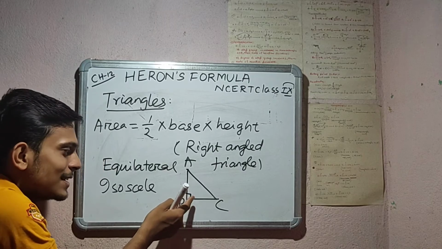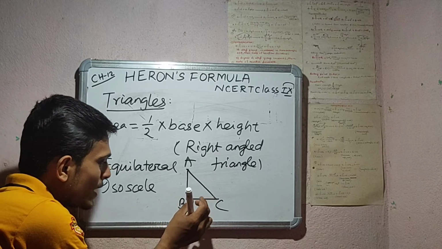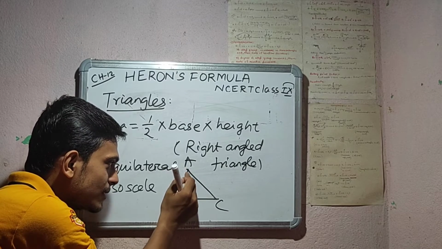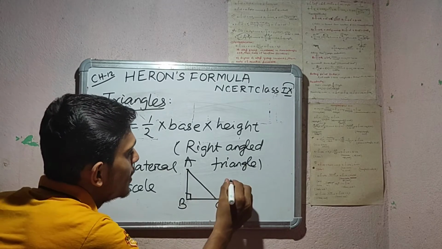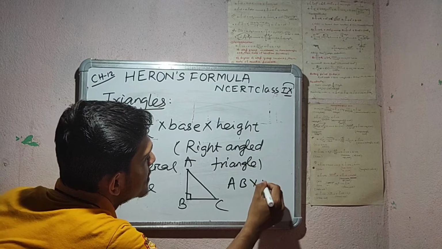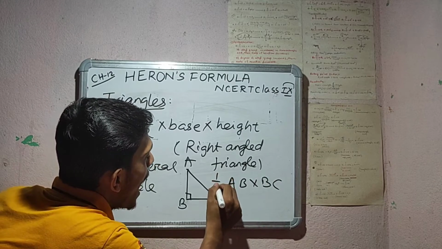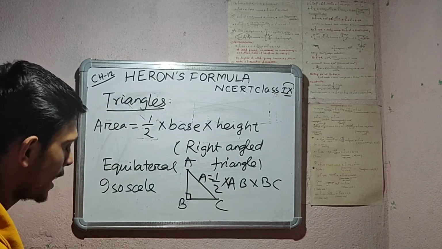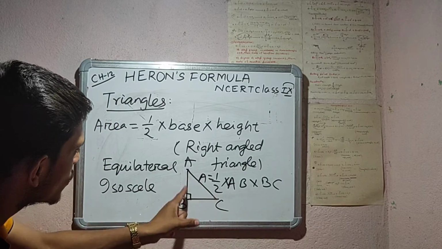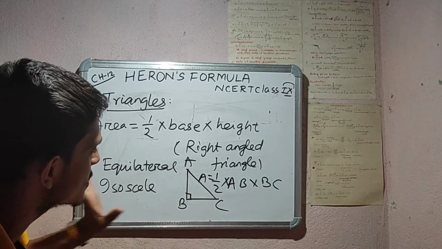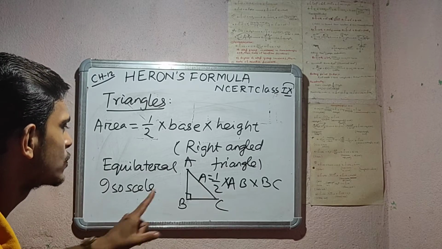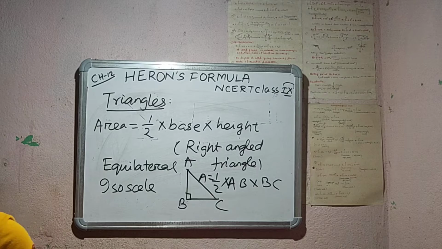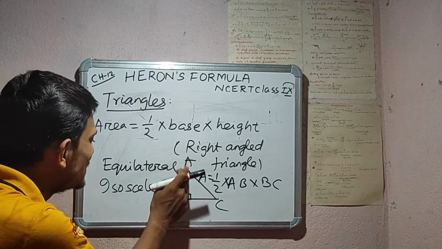That lies on the base. So here BC is the base, and on this is your height. This is the height. That is, AB is the height and BC is your base. So half is multiplied with B and C. That is your area. And perimeter is the total length of the sides, that is AB plus BC plus AC. Okay. So for a right angle triangle, this is applicable because we have recognized the height very easily.